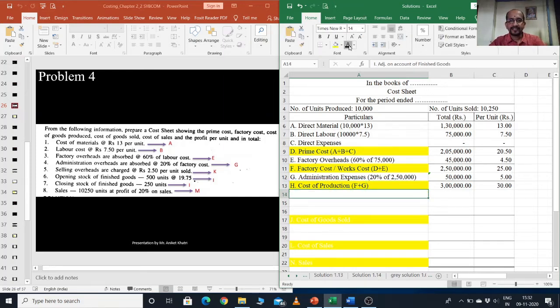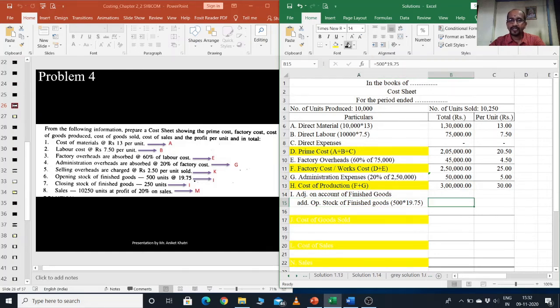Next is adjustment on account of finished goods. And in this particular example we have both opening stock as well as closing stock. So first just do the calculation. 500 units at 19.75. The amount is already given by them, so it is 9,875, they have already given it, right? But we will not mention it over here, we have already mentioned it here.